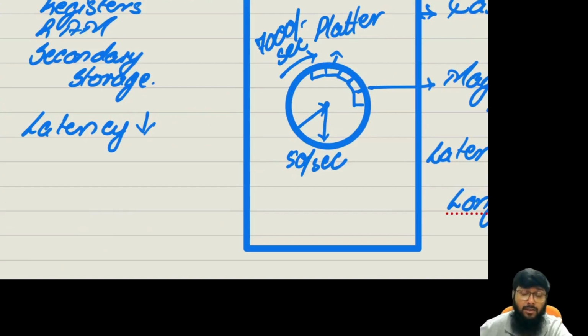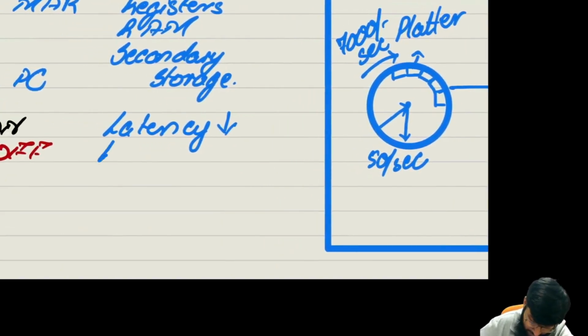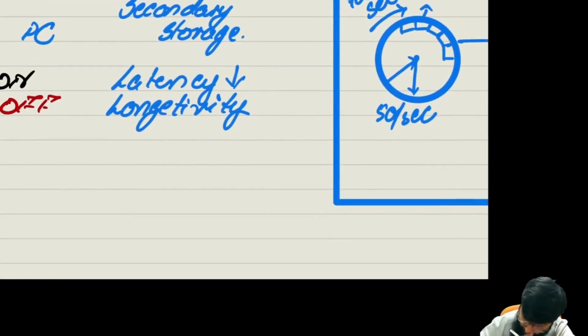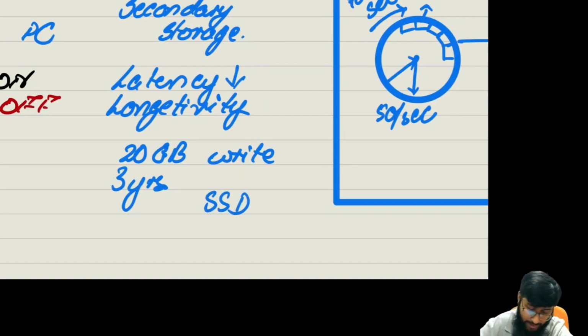But there was a major issue, that is something known as the longevity. Now the longevity over here is quite less. It says if you are going to write 20 GB of data, write means install, on a daily basis over a period of 3 years, the life of an SSD will be wound up.